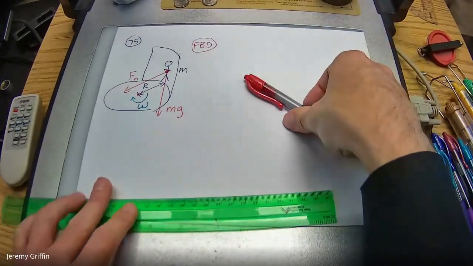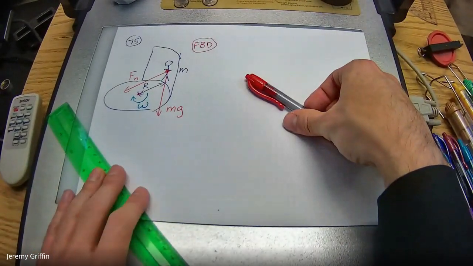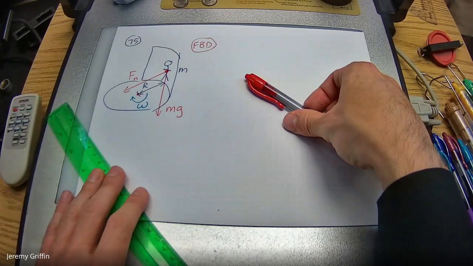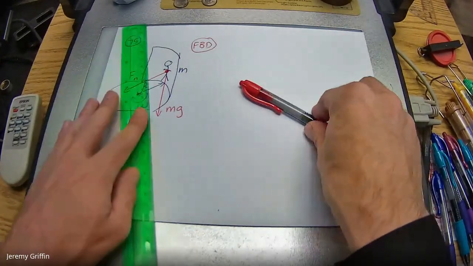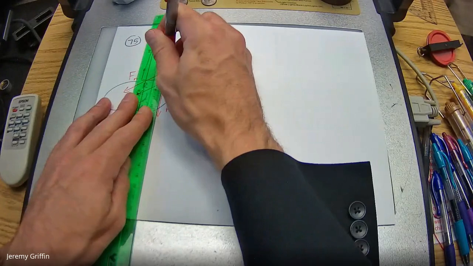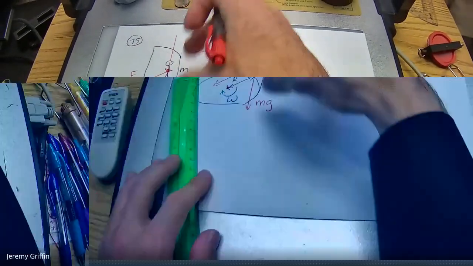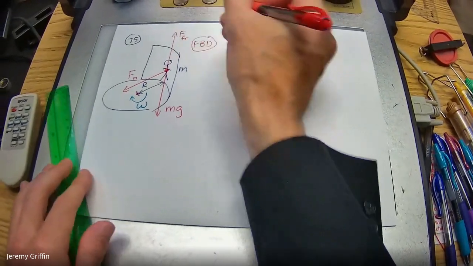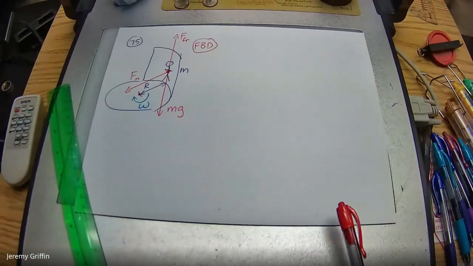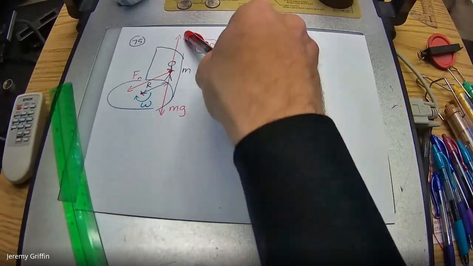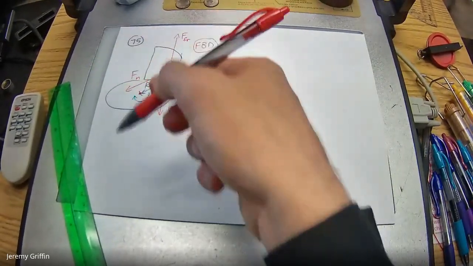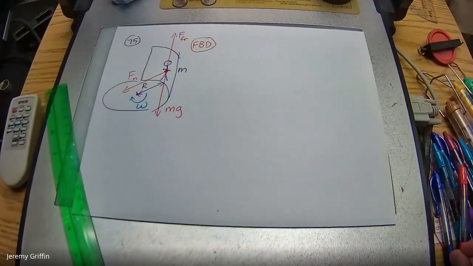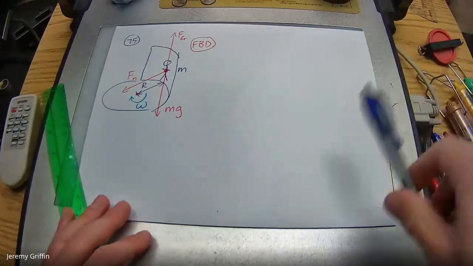Any other forces on this guy? What's holding him up? Friction force. The friction would be opposing, well, you would be slipping down otherwise, so friction force must be pointed that way. There you go. Those are the three forces on him. There's one force down, one force up, and one force pointing exactly into the circle, to the center of the circle.